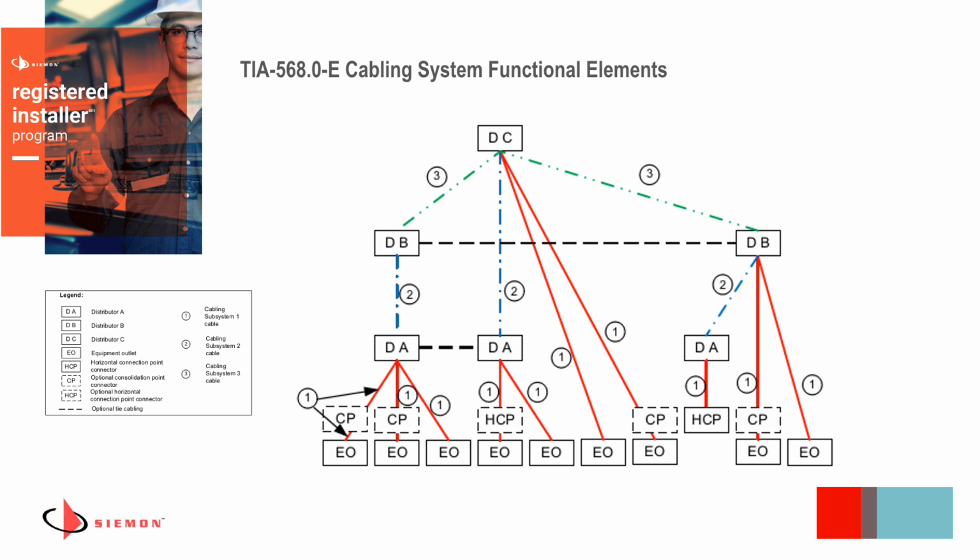Now, TIA 568.0-E defines this illustration here, which shows the cabling system functional elements. We're going to talk a little bit about those because we want to ensure that we know what type of fiber testing we should be doing for cabling subsystem 1 and cabling subsystems 2 and 3.